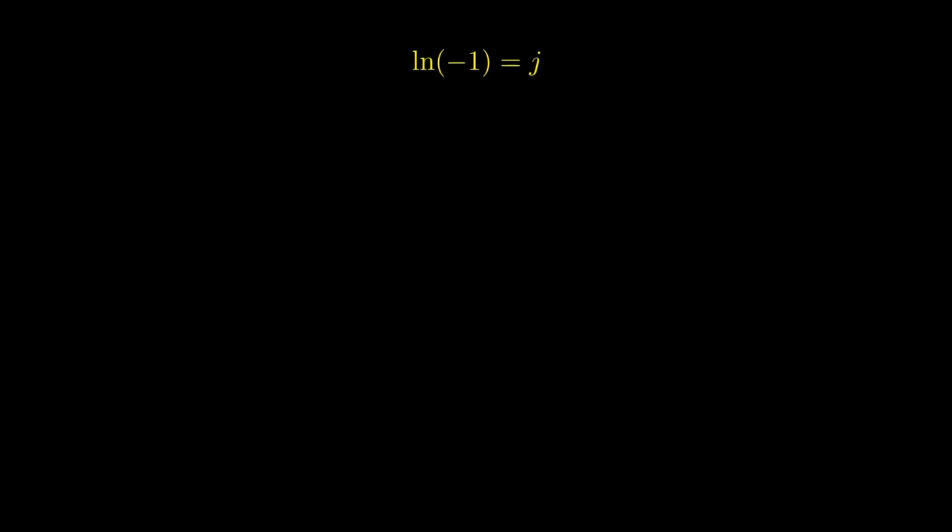Now, let's take a simple equation, x squared equals negative 1. Taking the natural logarithm on both sides, we get the natural logarithm of x squared equals the natural logarithm of negative 1. Using logarithm properties, we can rewrite this as 2 times the natural logarithm of x equals j. This equation is the key to our proof.